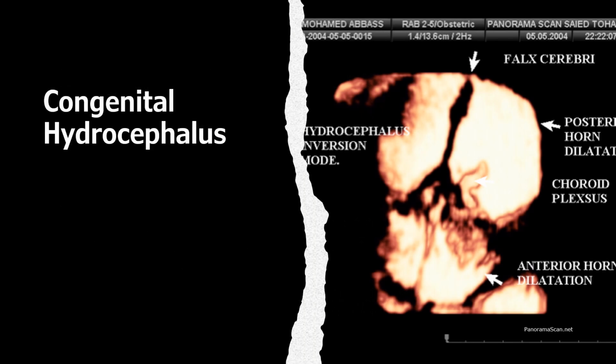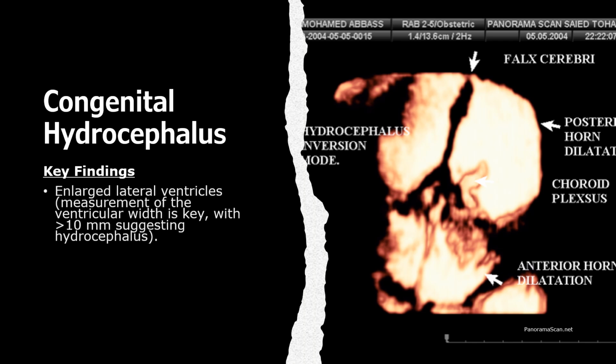Now let's review the key findings on ultrasound that are indicative of congenital hydrocephalus. One of the primary markers is enlarged lateral ventricles. Measuring the ventricular width is crucial, and a measurement exceeding 10 millimeters is a strong indicator for hydrocephalus. This finding serves as a threshold for further investigation and monitoring.